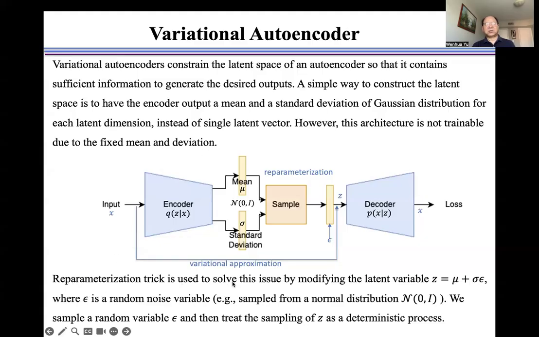The reparameterization trick is used to solve this issue by modifying the latent variable z, where e is a random noise variable. We sample a random variable e and then treat the sampling of z as a deterministic process.